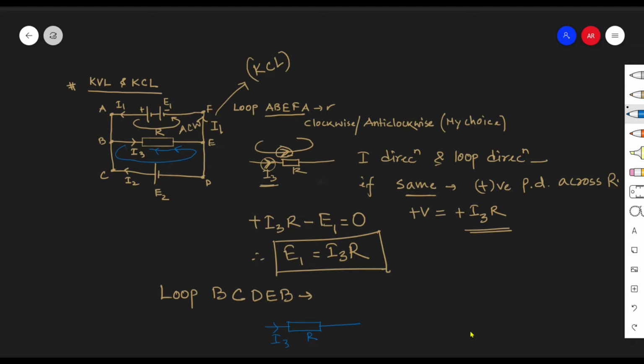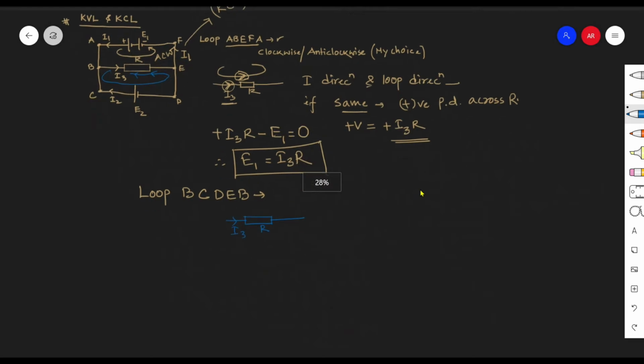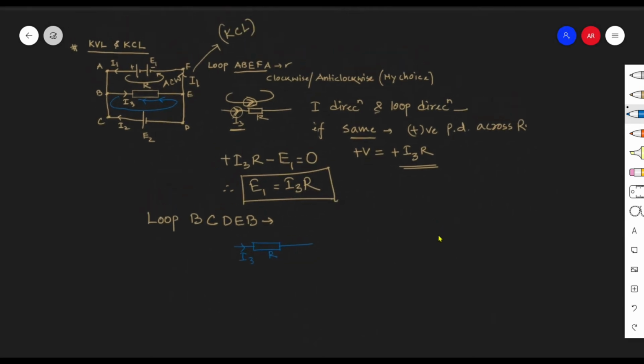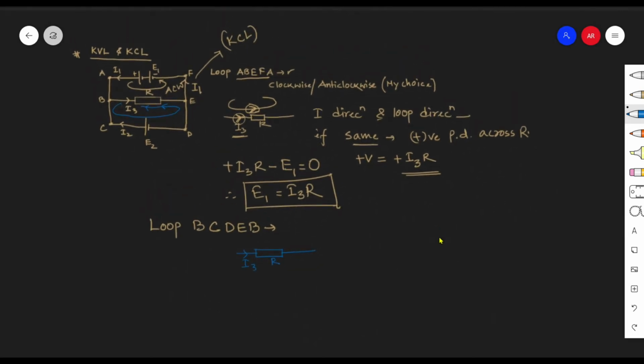If it ended up at the negative terminal of the battery, then it is negative EMF. This is how we algebraically sum all of the PDs and then equate the expression to 0. That's what Kirchhoff's second law, the voltage loop law, is. The algebraic sum of all the PDs in the circuit is going to be 0.